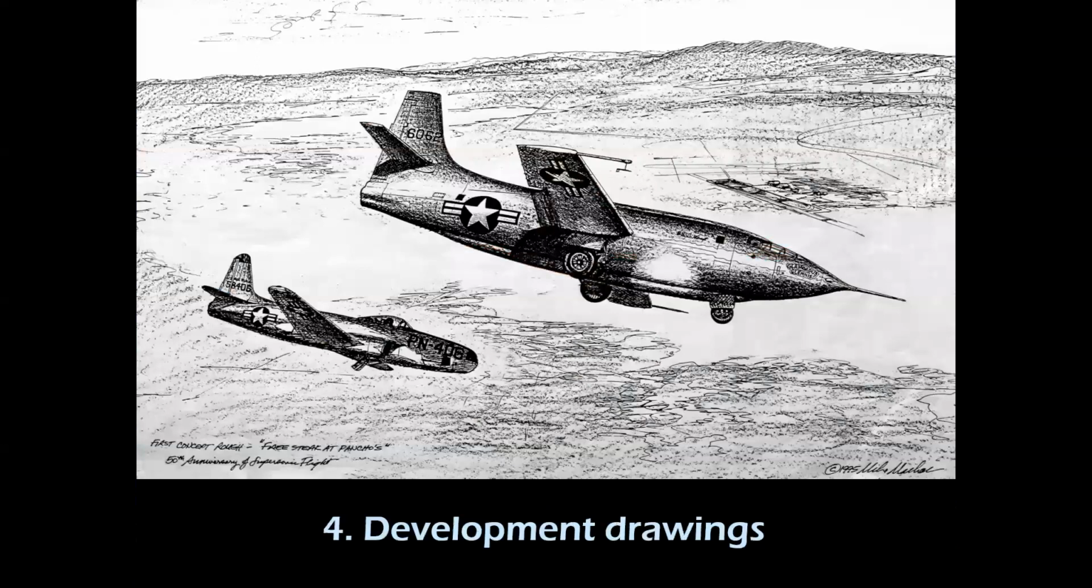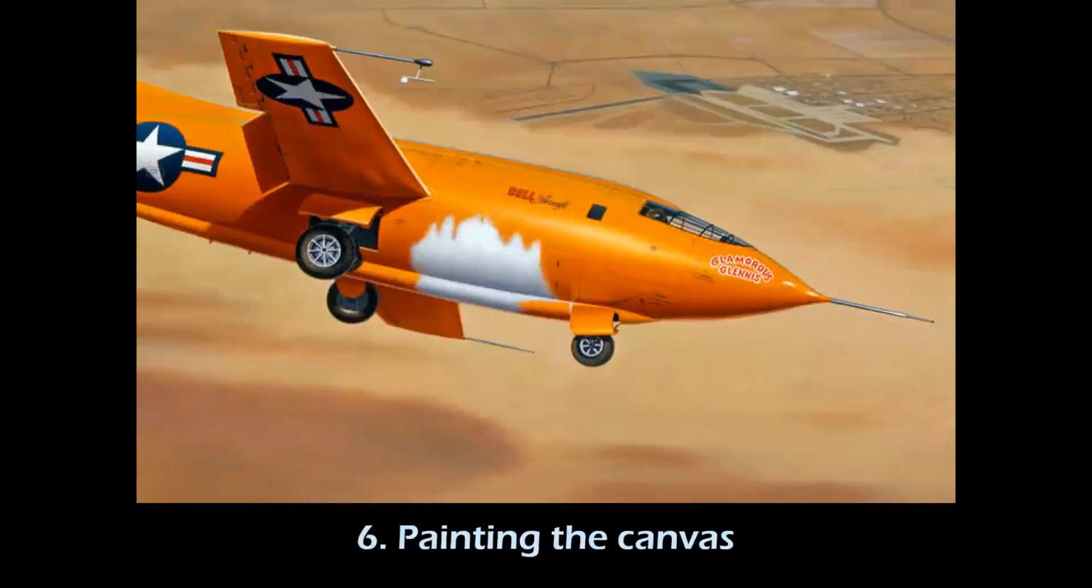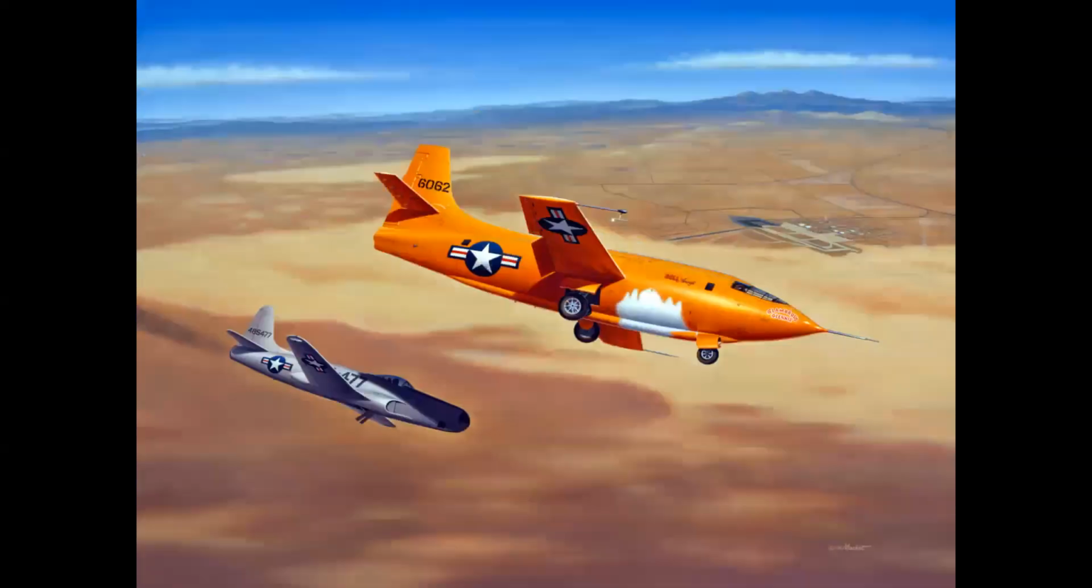The development drawings, which are critical in the evolution of the final image. The final detail drawing, which includes corrections from any number of sources to get the image exactly correct. And painting the canvas, putting the layers of paint onto the canvas to develop the final image, which looks like that. And again, finished art as the 7th and final step.